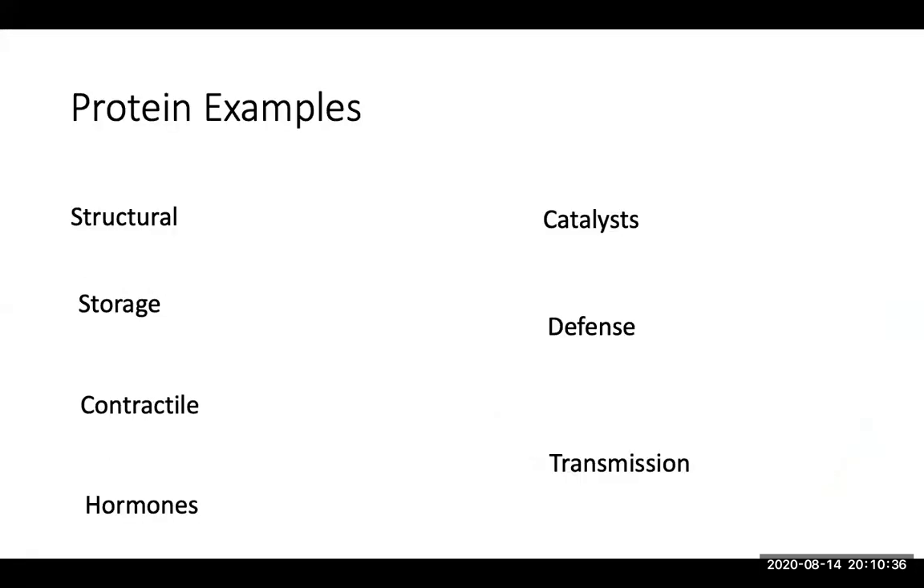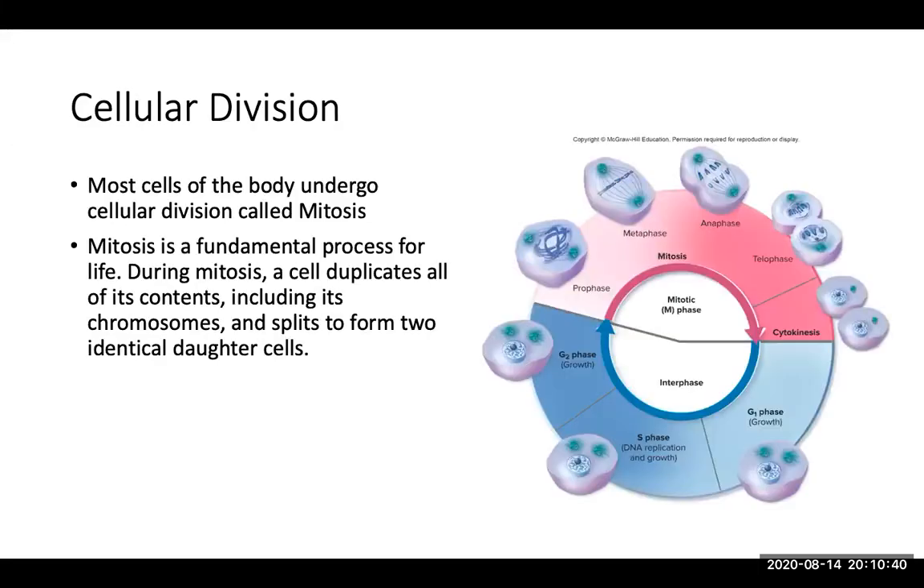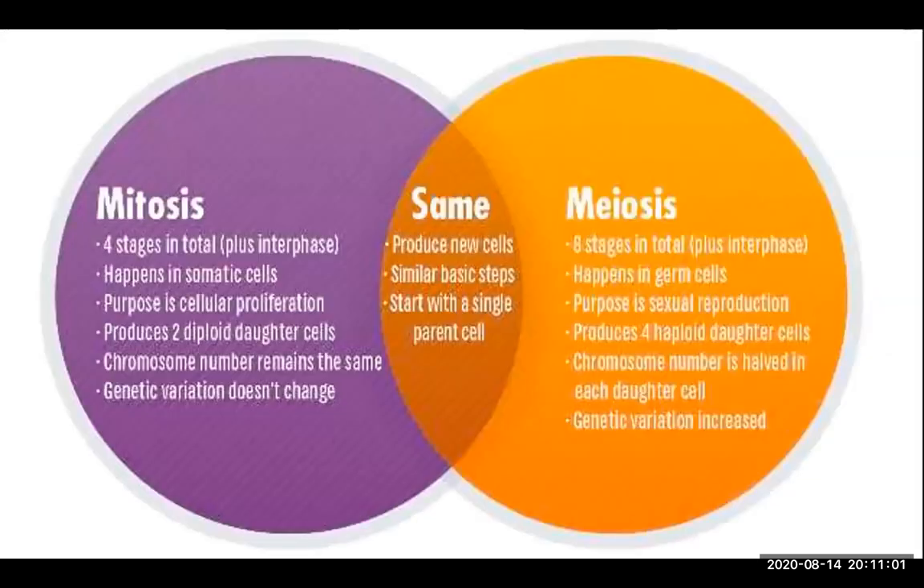These are different types of protein examples of what some of their functions are. Cellular division is how all cells will divide. Most cells go through cellular division called mitosis, except for your sex cells, which go through meiosis. Mitosis is a fundamental process. The cell duplicates all of its contents, its chromosomes, and splits to form two identical daughter cells.